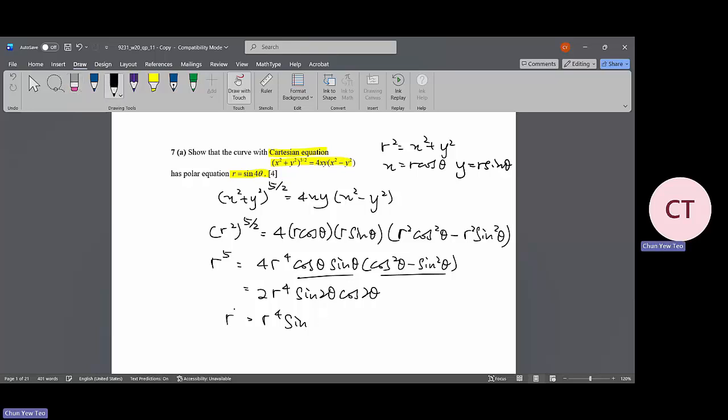This is r to the power 5. You can cancel the r, making it r equal to sine 4 theta. The reason you can cancel it is because r is not equal to 0. So shown. That is the answer for number 7a.